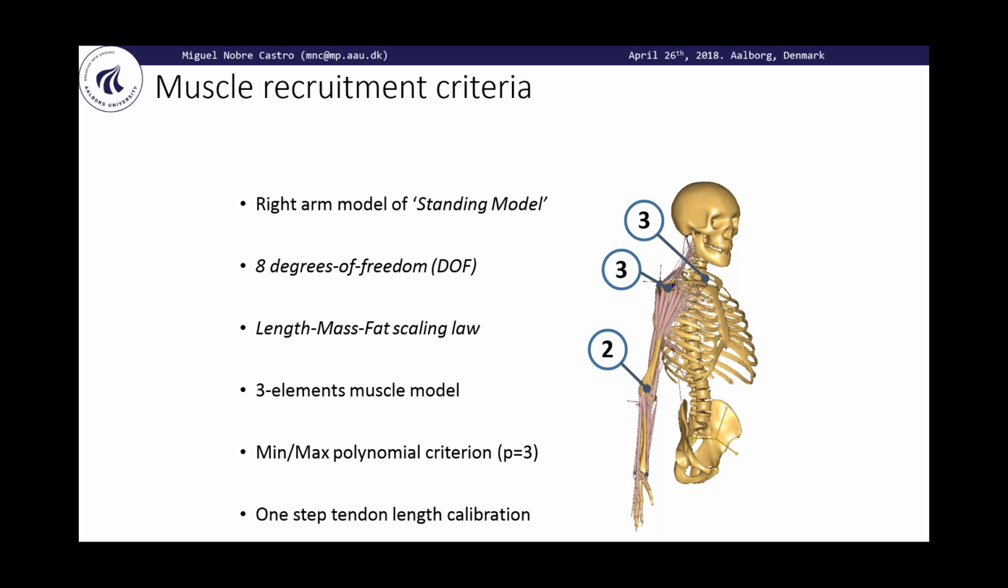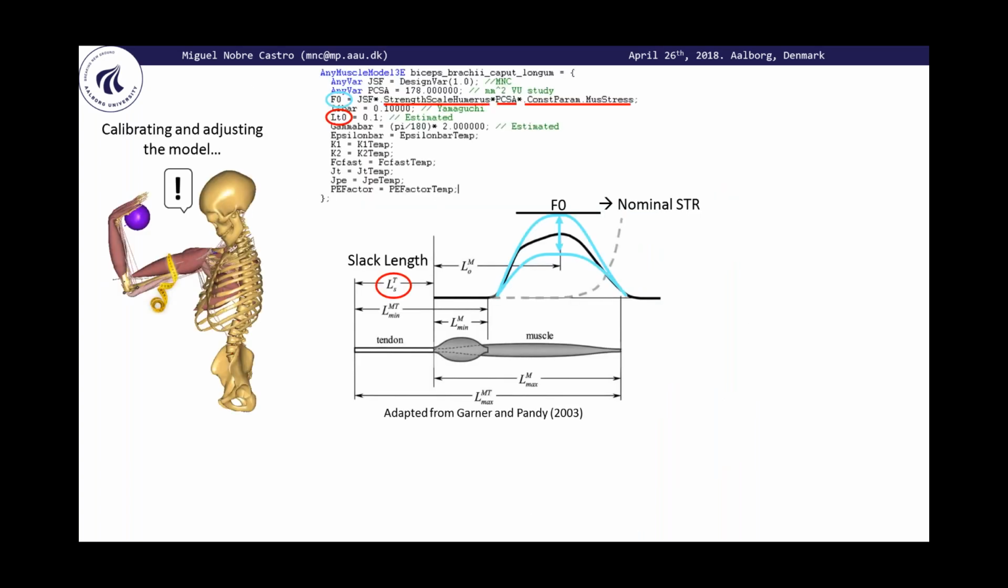And the one-step length calibration was used. So what we decided to do, to make this a simple approach, instead of going too deep into the complexity of the 3-element muscle model, which as you know depends on many different tuning variables such as slack length and nominal strength.